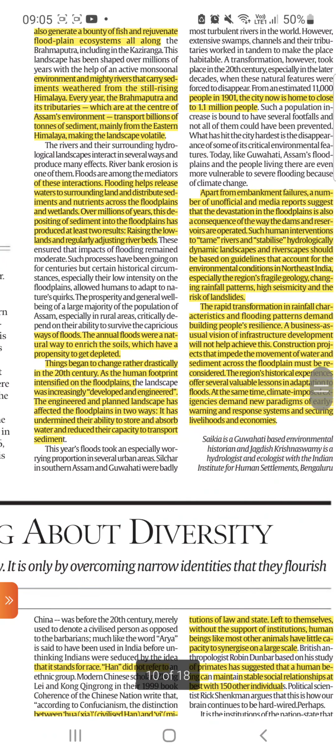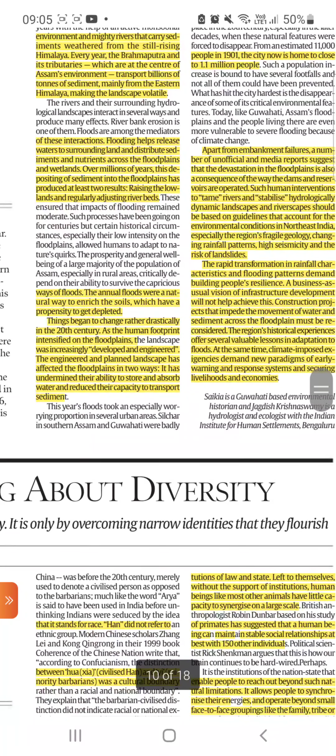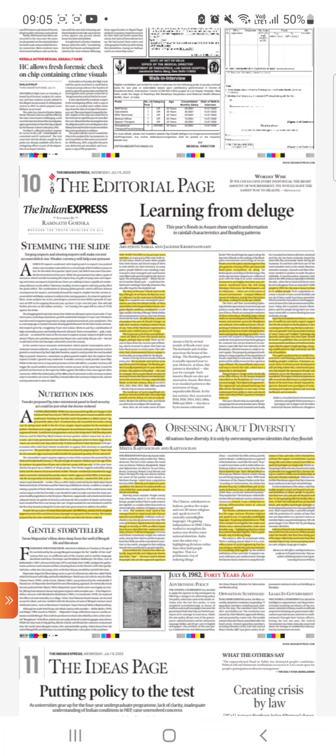Rapid transformation in the rainfall characteristics and flooding pattern demands building people's resilience. A business as usual vision of infrastructure development will not help achieve this. The construction projects that impede the movement of water and sediments across the floodplain must be reconsidered. The region's historical experience offers several valuable lessons in adaptation to floods. At the same time, climate-imposed exigencies demand a new paradigm of early warning and response systems and securing livelihoods and economies.